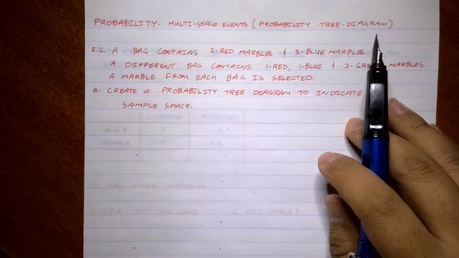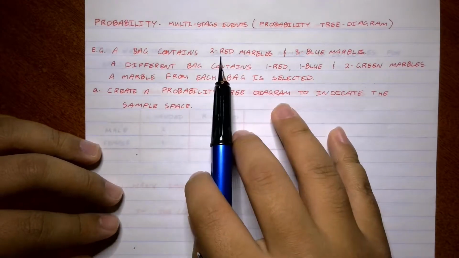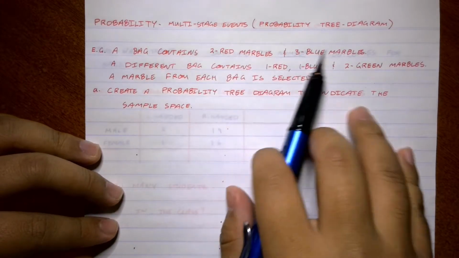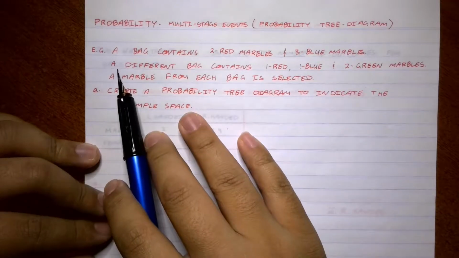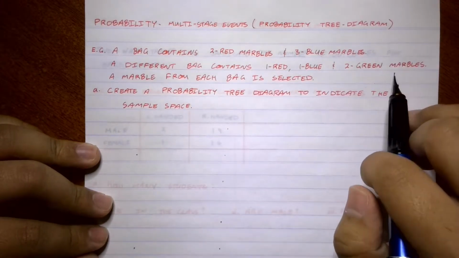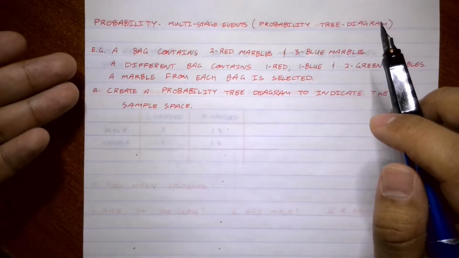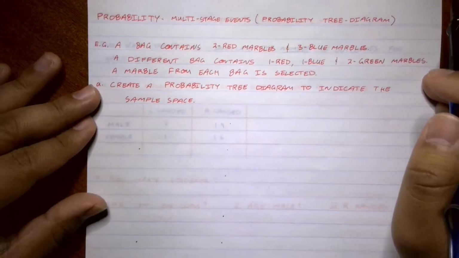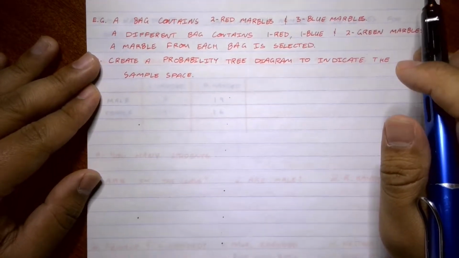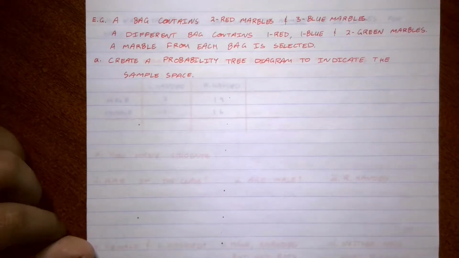Okay, so let's look at this scenario. A bag contains two red marbles and 3 blue marbles. A different bag contains 1 red, 1 blue and 2 green marbles, and a marble is selected from each bag. Let's take a look at a probability tree diagram to illustrate what this might look like.